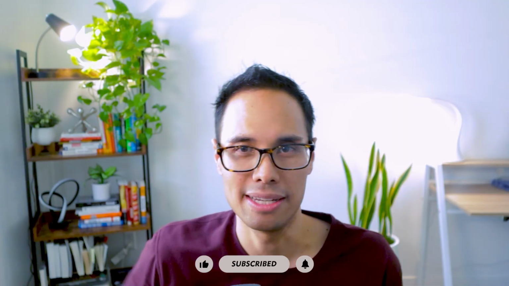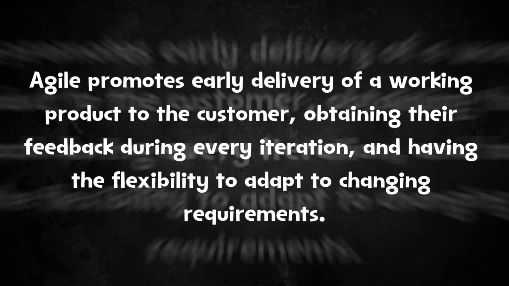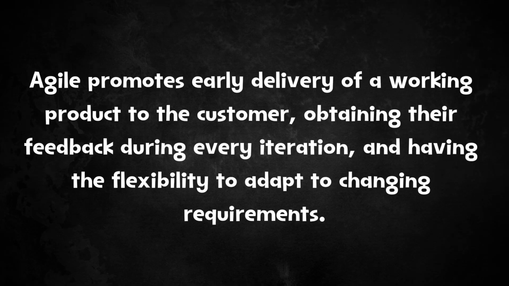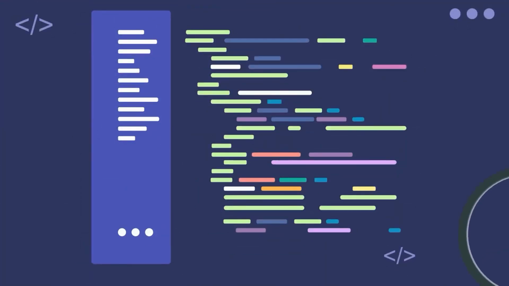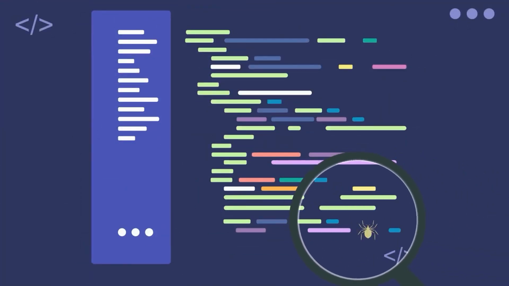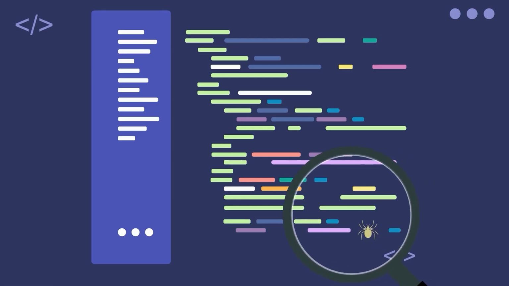So if I had to summarize it in one sentence, here's what Agile is. Agile promotes early delivery of a working product to the customer, obtaining their feedback during every iteration and having the flexibility to adapt to changing requirements. Plain and simple, that's it. So with Jira, it was originally developed to track bugs and manage software projects. But of course, with time, it evolved to be this versatile platform that can be used in different industries.